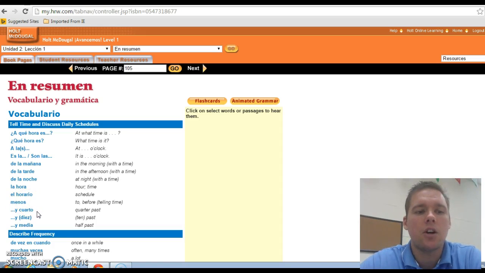Next, y cuarto. Y cuarto. Cuarto is the word meaning quarter. It could mean a room, as in living quarters. It could be a quarter in a basketball game or a football game. The fourth quarter of a football game or basketball game would be el cuarto, the fourth of the game.